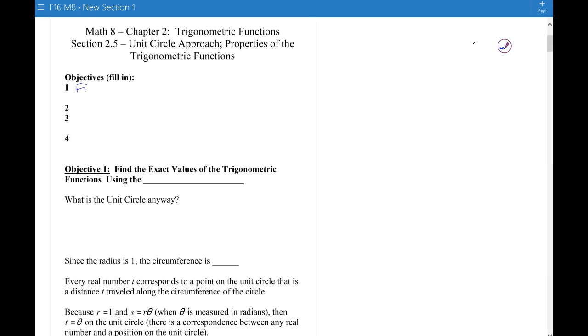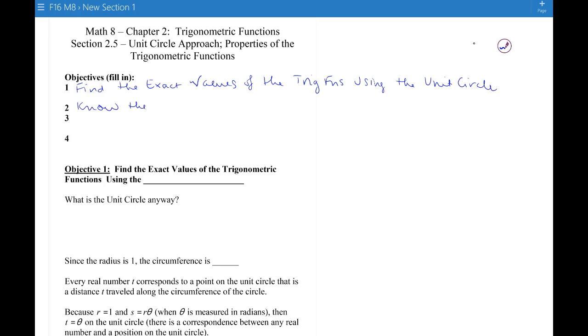So the first objective is to find the exact values of the trig functions using the unit circle. The second objective is to know the domain and range of the trig functions. And this will become especially important when we get to talking about inverse functions. Then we need to use periodic properties.